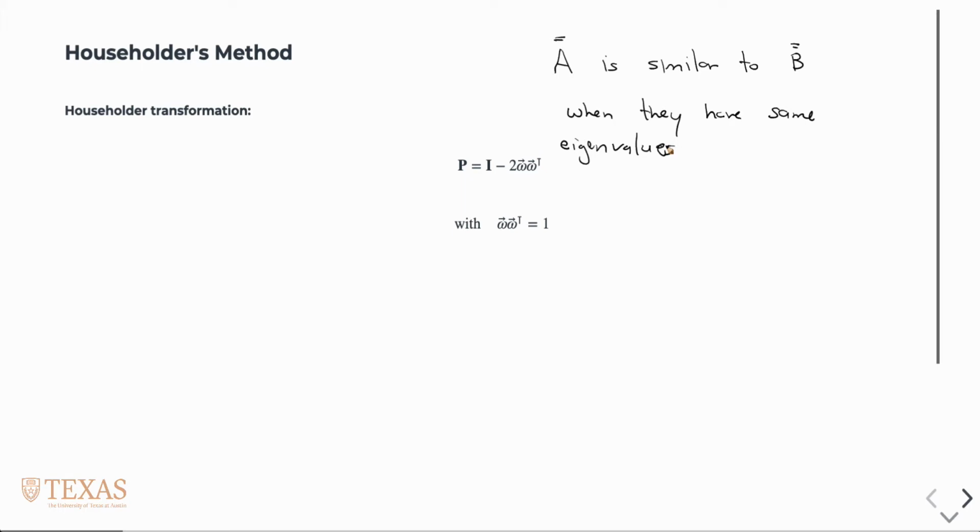And so what the Householder method does is seek a matrix B that is similar to A, that is, it has the same eigenvalues as A, except the matrix B will be a tridiagonal matrix. So it'll have that special structure. Now, the way we do that is we start with a matrix P that's equal to the identity matrix minus 2 omega omega transpose, where omega is a vector, and it has the constraint that omega transpose omega is equal to 1.